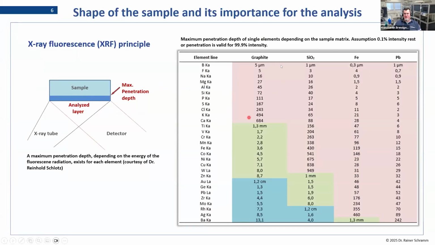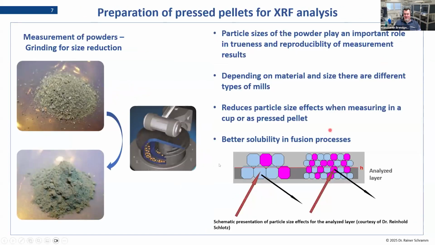And then the matrix of your sample also plays an important role. The heavier the matrix, the smaller the layer gets on average. So when you're talking about particle effects, this affects your analysis results. So to start with, and this is maybe a general thing, when we are talking about analysis of powder samples, the first thing we want to have is a fine powder.